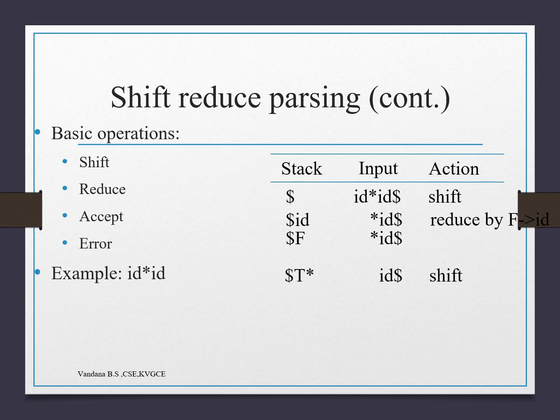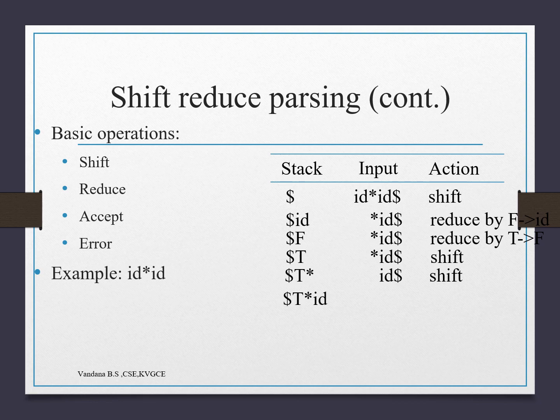Input is star id dollar. Now again the parser verifies the stack for any handle. Yes, there is a handle, so what does it reduce? T derives F, so it is reduced with T. Now the stack is T and the input is star id dollar. So now what happens? It will do the shift operation. Star is inserted into the stack. Now T star: is T star a handle? No, there is no exact match. Therefore, it will shift id.